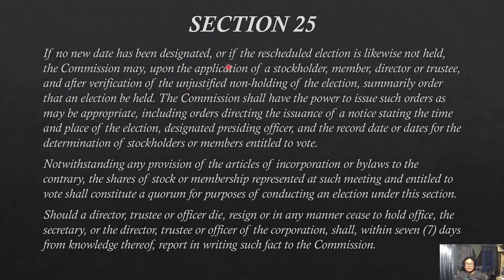It is unjustified, for example, if the shareholders were too lazy to constitute a quorum. That is unjustified, so the Commission will order them to hold an election. The Commission shall have the power to issue such orders as may be appropriate, including orders directing the issuance of a notice stating the time and place of the election, the designated presiding officer, and the record date or dates for the determination of stockholders or members entitled to vote. Notwithstanding any provision of the Articles of Incorporation or bylaws to the contrary, the shares of stock or members represented at such meeting and entitled to vote shall constitute a quorum for purposes of conducting the election. Should a director, trustee, or officer die, resign, or in any manner cease to hold office, the secretary or the director, trustee, or officer of the corporation shall, within 7 days from knowledge thereof, report in writing such fact to the Commission.